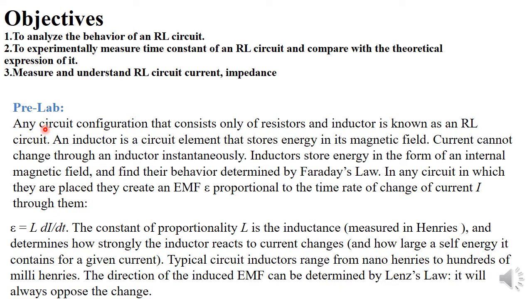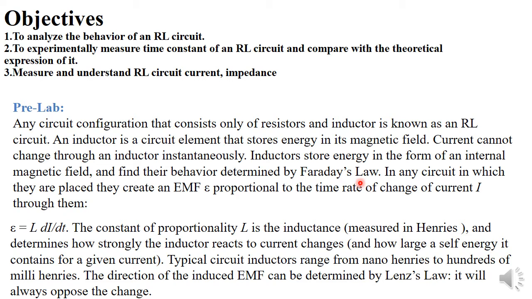Let's have an overview of the RL circuit. Any circuit configuration that consists of a resistor and inductor is known as an RL circuit. An inductor is a circuit element that stores energy in its magnetic field. Current cannot change through an inductor instantaneously. Inductors store energy in the form of an internal magnetic field, and their behavior is determined by Faraday's law.